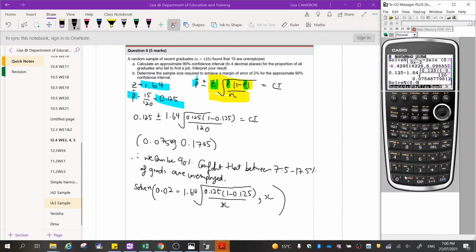Okay, so 0.02 shift equals 1.64 square root fraction 0.125 comma 1 minus 0.125, close that bracket, all over our bad boy x, off to the side, comma, nope, it's still trying to take the square root, so press across, comma, x, close that bracket, get your answer. Whoop, we don't love that. There we go.